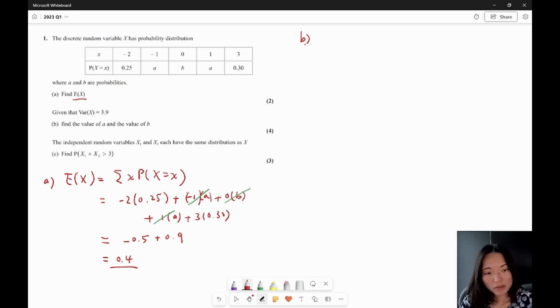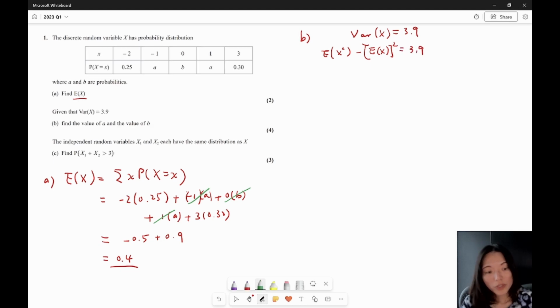For part B, we've been told that the variance of x equals 3.9. So variance of x, again, you should already remember this formula for the variance of x. We know the expectation of x, that's from the previous part, so that's 0.4, but we need to work out the expectation of x squared.